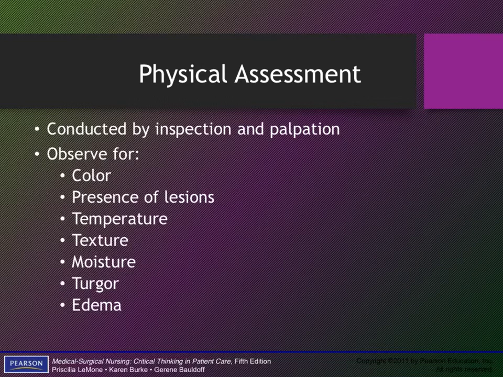So now we're going to talk about the physical assessment in regards to integumentary. This starts on page 398 in your textbook, and as you can see, you are going to conduct this particular assessment by inspection and palpation. You're going to always look for color, presence of lesions. You're going to feel for temperature, texture, moisture, turgor, and edema, and we're going to go through each one of those for the most part.